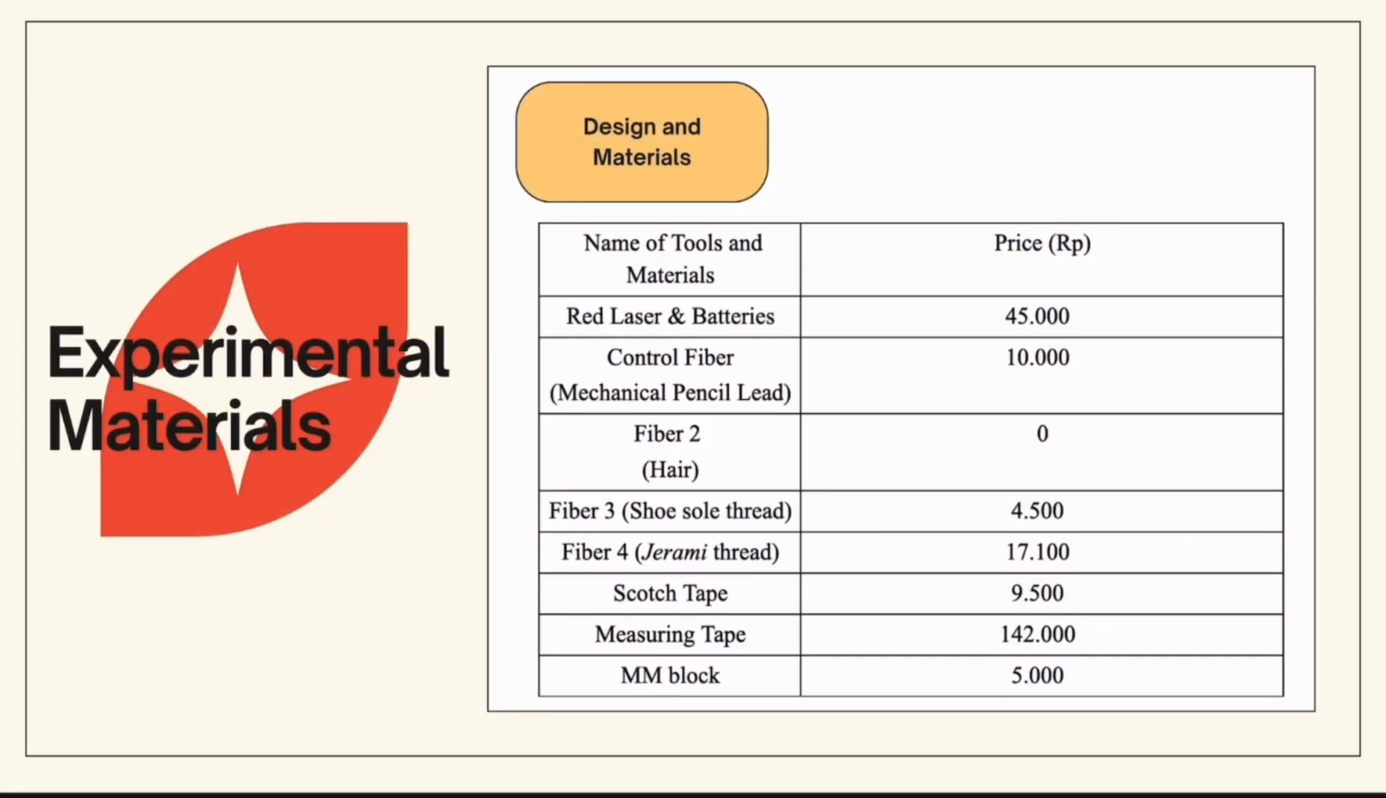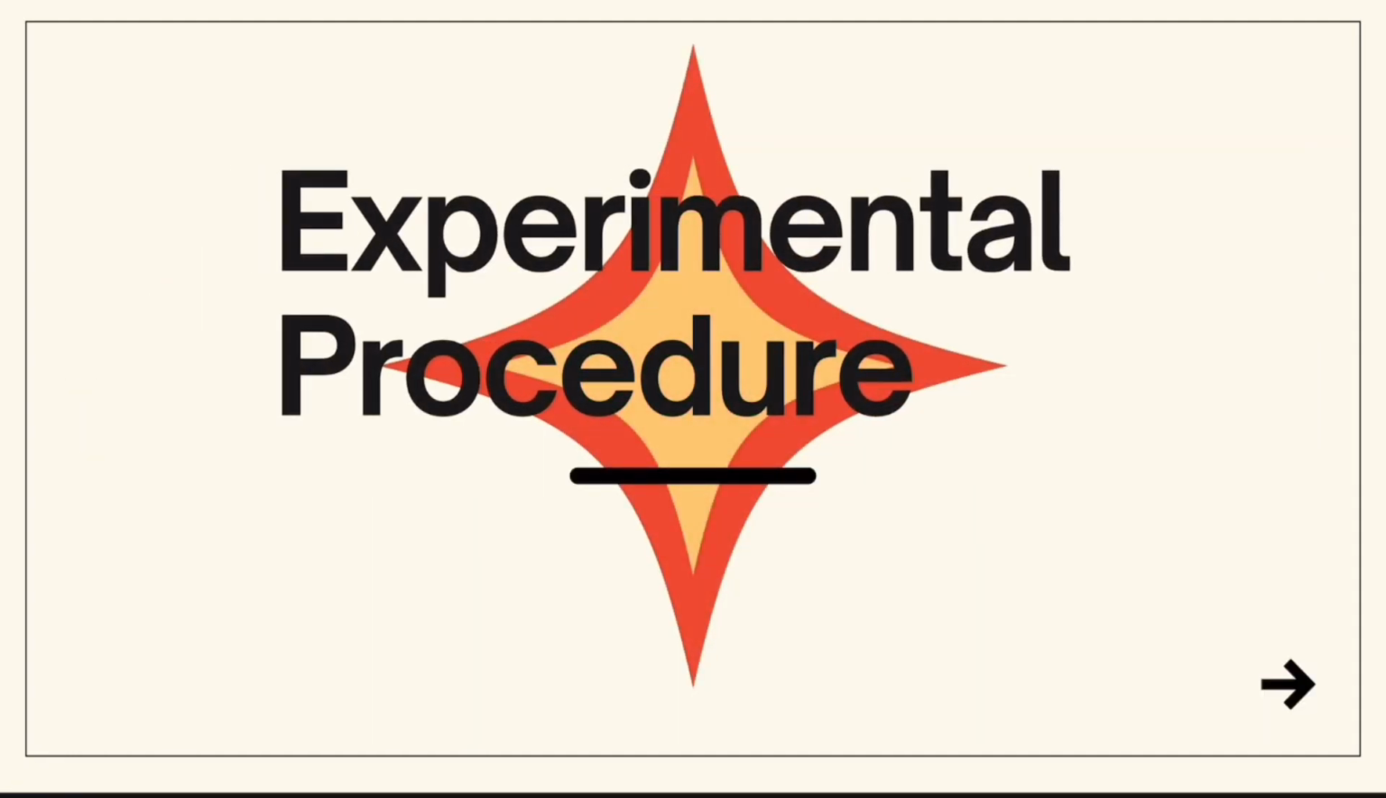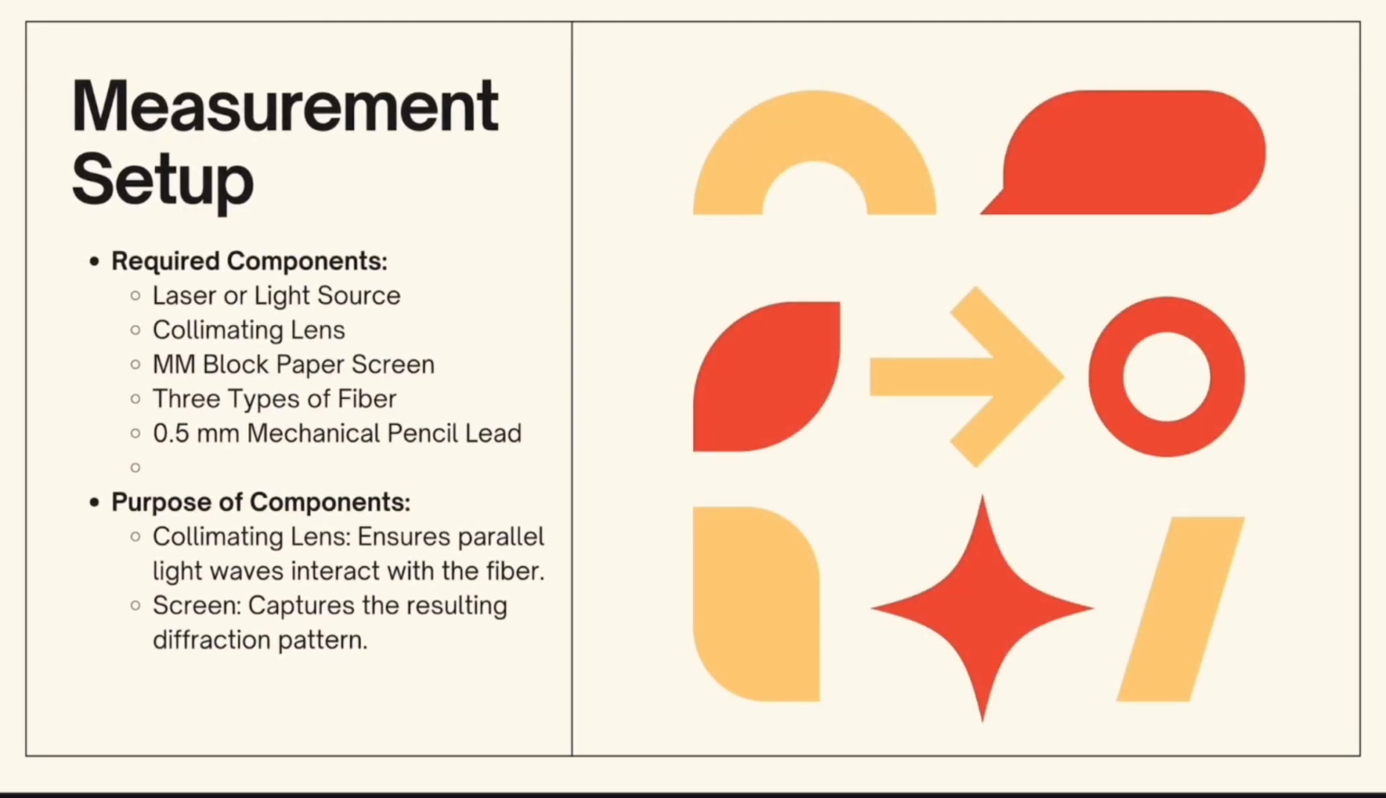Now we have our experimental materials, as you can see at the table. Now, the procedures of the experiment. Measurement setup: we have laser or light source, collimating lens, black paper screen, 3 types of fiber, 0.5 millimeters mechanical pencil lead. With each purpose of components, the collimating lens ensures parallel light waves interact with the fiber, and the screen captures the resulting diffraction pattern.